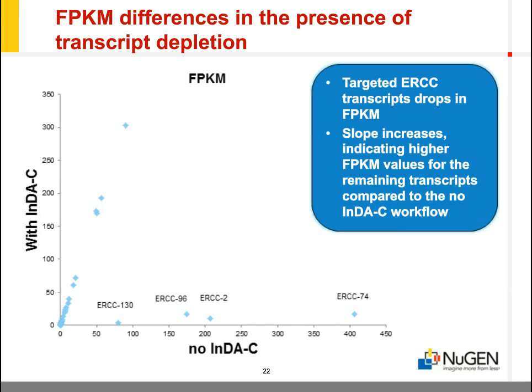An analysis comparing the FPKM values with and without InDA-C shows a significant depletion of the targeted ERCC transcripts. This is shown by the 4 transcripts at the bottom of the graph whose FPKM values are no longer concordant. The typical slope of an FPKM comparison is 1. The increased slope of the line in this analysis indicates higher FPKM values as well as good concordance of the remaining transcripts.